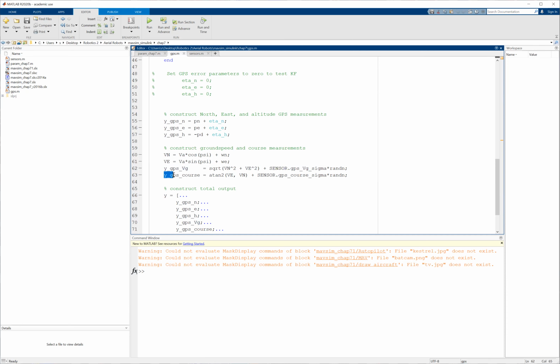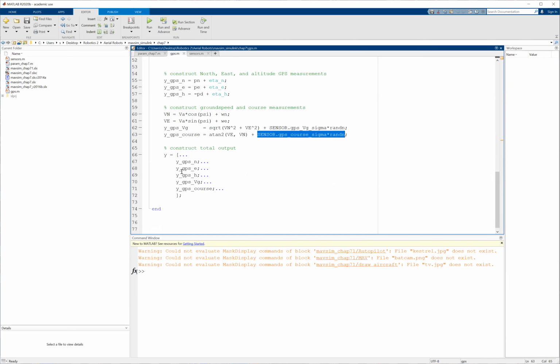How do you find the course angle? The course angle you will find out from atan2. Again, you have two vectors, and then you will add your random noise to it. And at the end, you will send your output. Output of GPS is GPS position in north direction, GPS position in east direction, GPS position in down direction, and the velocity or the ground speed, and the course angle.